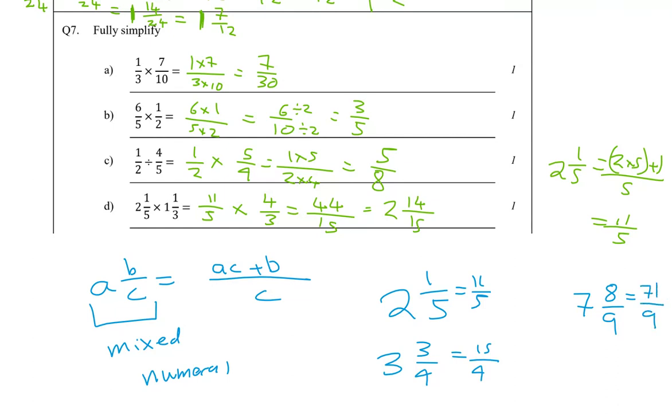over 9. We can check to see if we've done the right answer by doing 71 divided by 9, which goes in 7 times. 7 times 9 is 63. And what is left over should be 8. 63 plus 8 is 71.